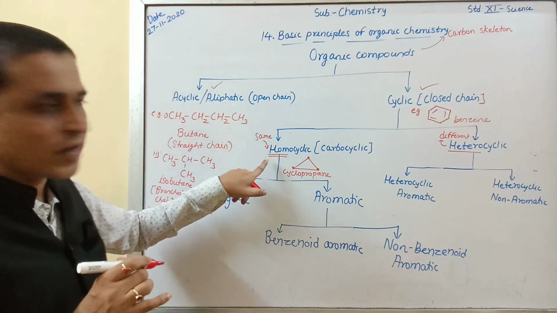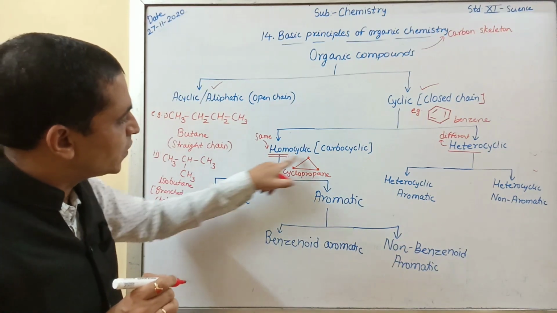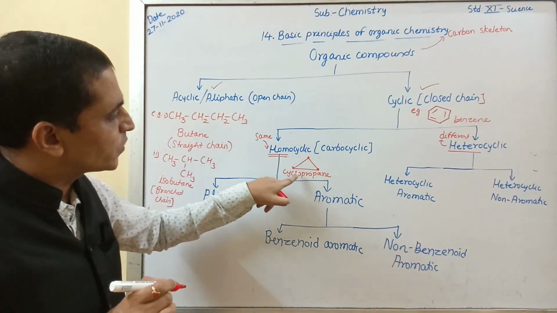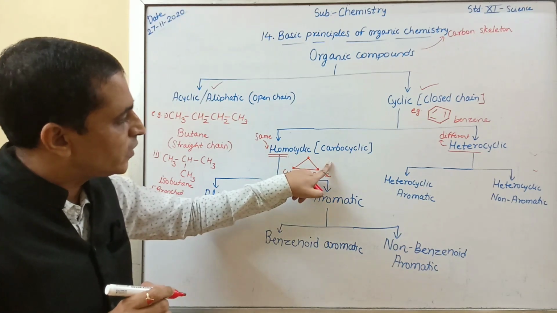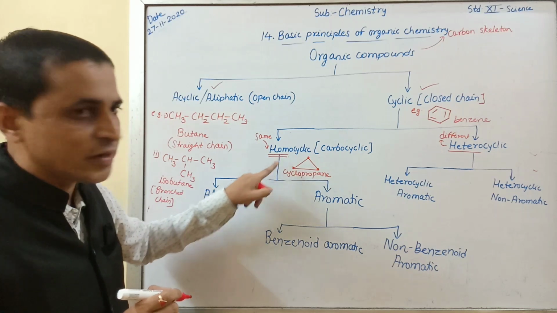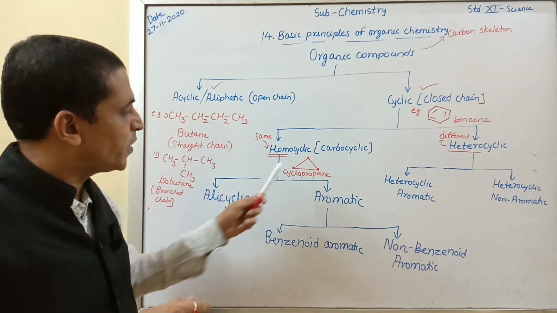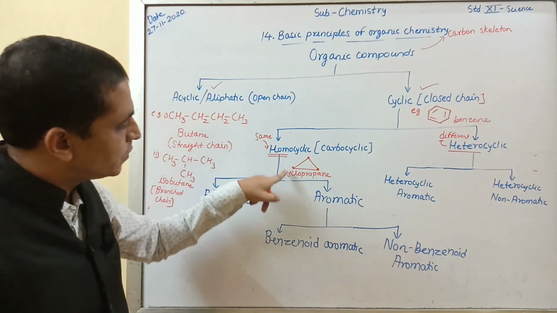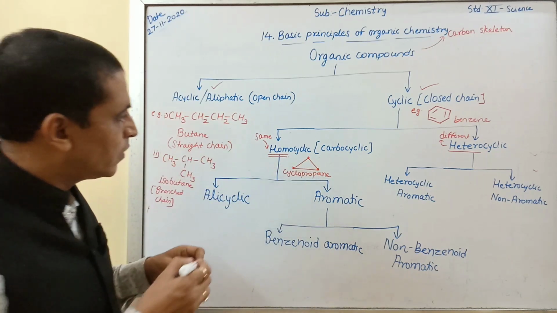So it is a homocyclic compound because it contains a ring of the same atoms, and they are called carbocyclic because they contain a ring of only carbon atoms. No other atom is present in this ring.